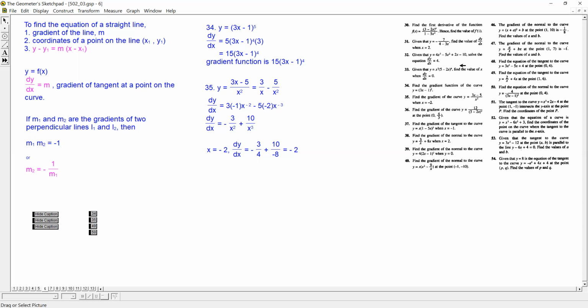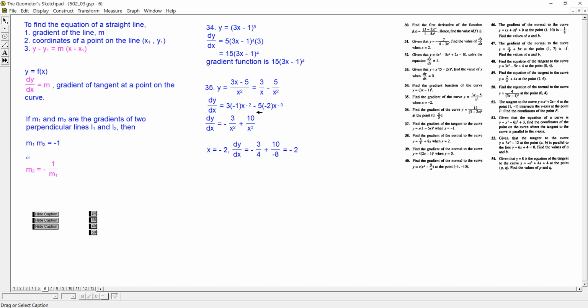What do they want? They want the gradient at a particular point, x equals 2. Now, I substitute x equals 2 into this dy/dx. I find negative 3 over 4, and this one, 10 over 8. 10 over 8 is actually 5 over 4. With 5 over 4 and negative 3 over 4, the denominator is the same, so 5 and negative 3 become 2 over 4, which is 1 over 2. So you do some mental calculation.